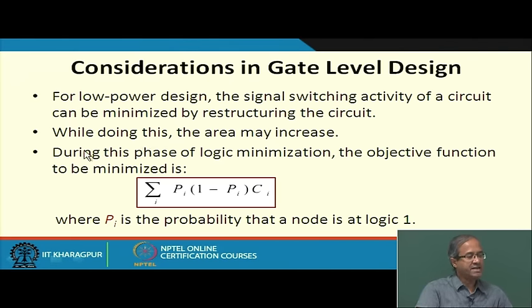So, at the level of gates, we are mainly concentrating on the dynamic power consumption. We have seen that the main reason for dynamic power consumption and also the short circuit power is whenever the gate output is switching state, 0 to 1, 1 to 0. So, we want to estimate the amount of signal activity that is possible in a circuit, right.